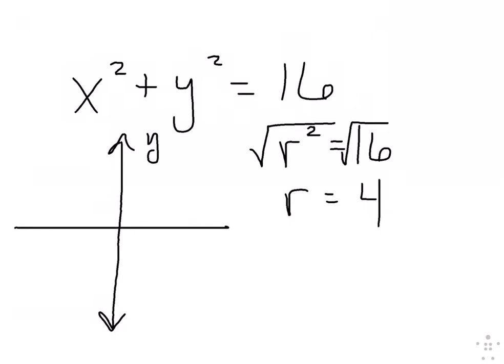I have a center at 0, 0. And then how do you think I draw 4 for a radius? I go 4 in all directions, right? 1, 2, 3, 4. 1, 2, 3, 4. And 1, 2, 3, 4. And I try to make it as evenly spaced as possible.